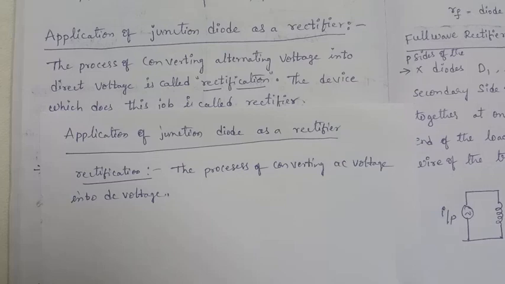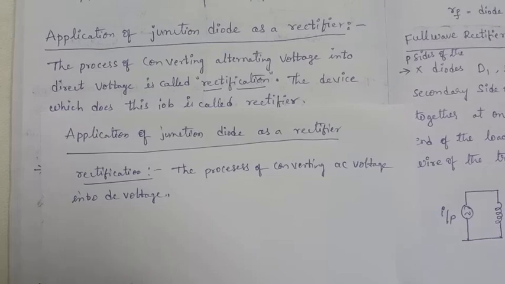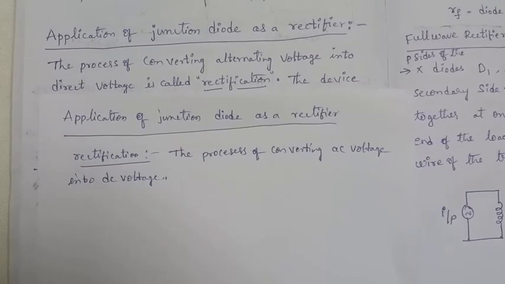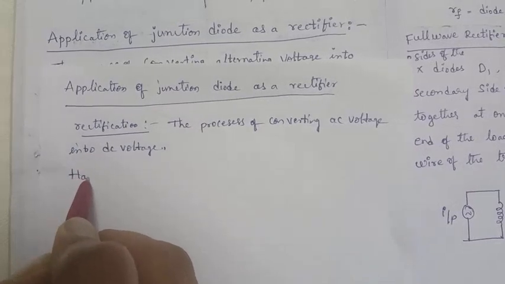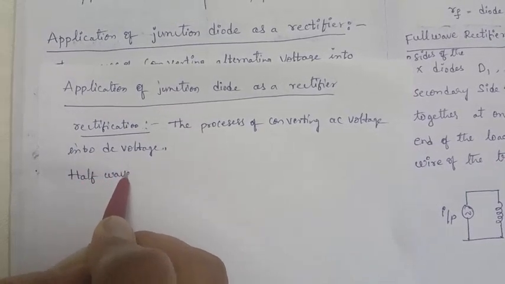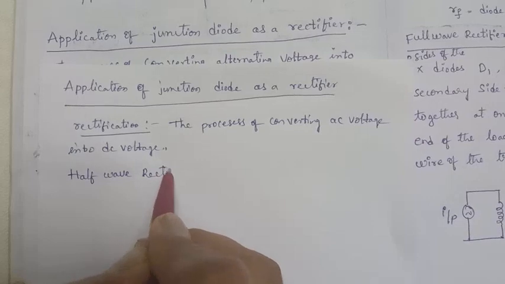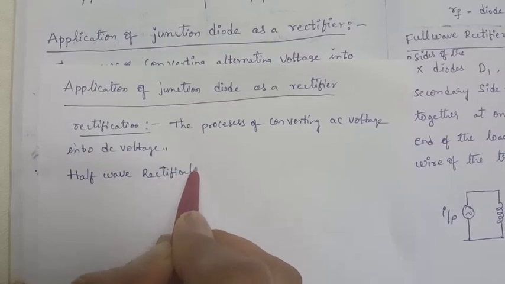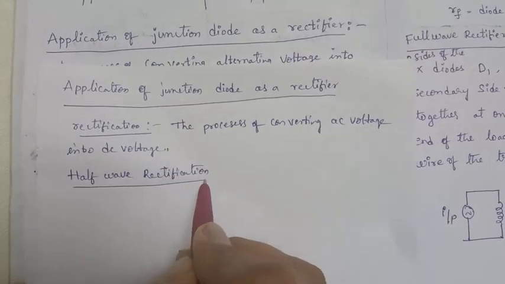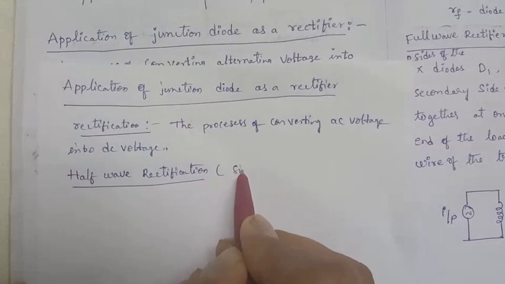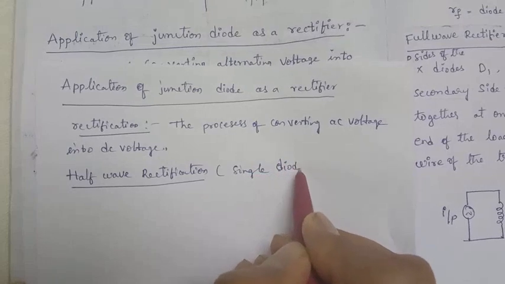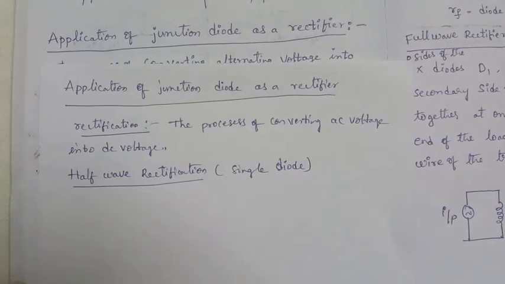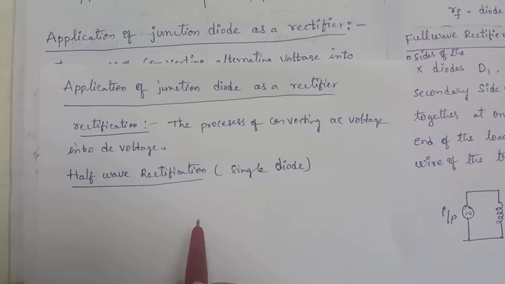Here we have half wave rectification and full wave rectification. First of all, we go for the half wave rectification. For this purpose we use a single diode. First I will explain the construction part.